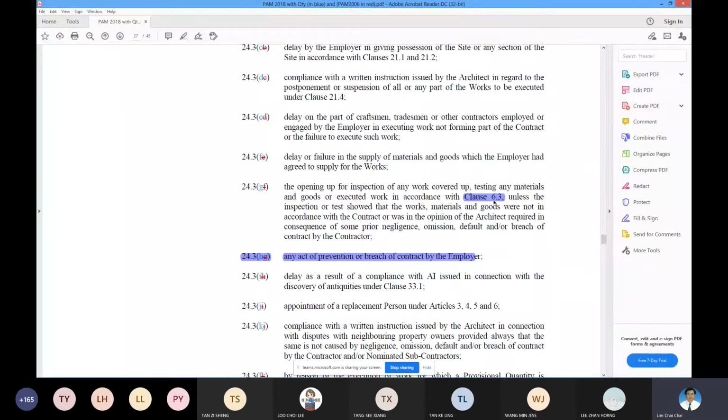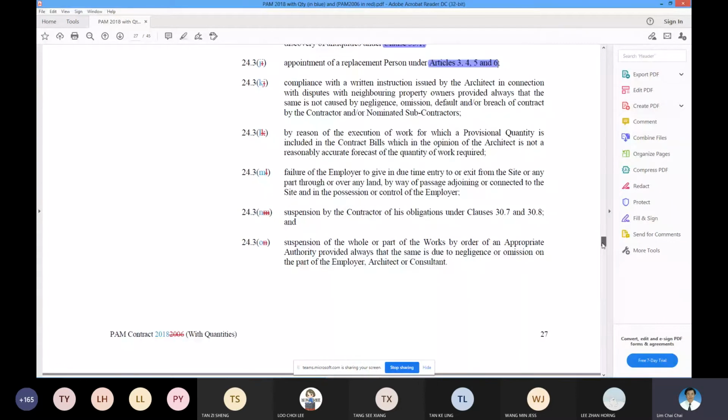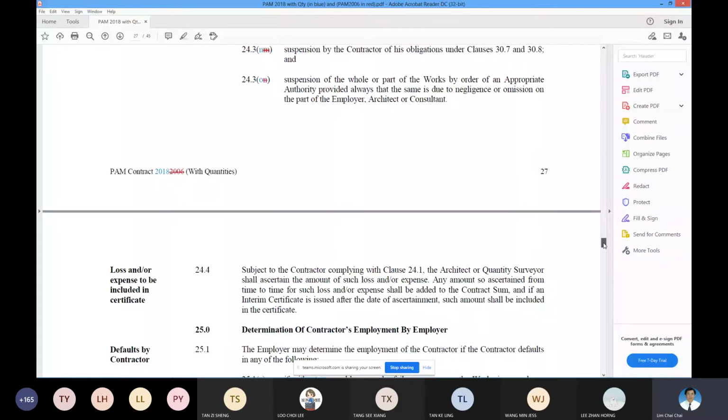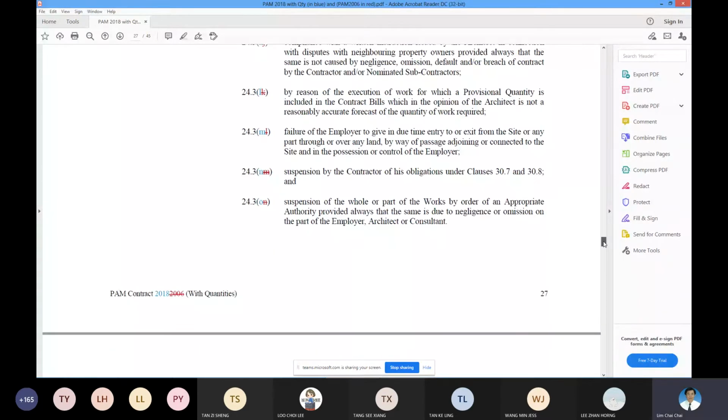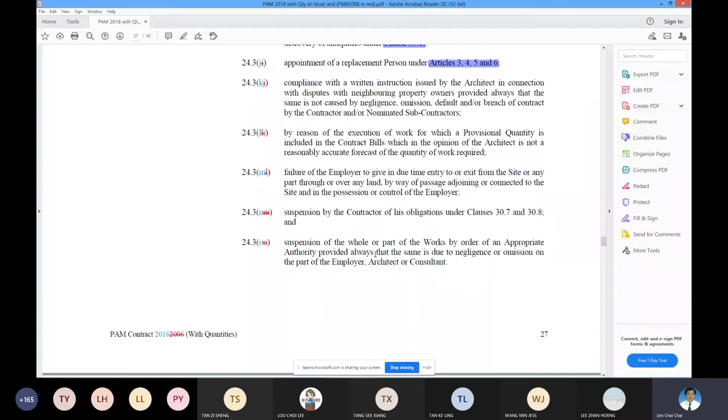Okay. So then this one you can claim under clause 33.1. More often than not, most of the claims under this category belong to extension of time. Only certain types are non-extension of time that entitle you to claim. Like all these things, without the clause stated here, it will be an extension of time claim. All these are empty. It will be extension of time.